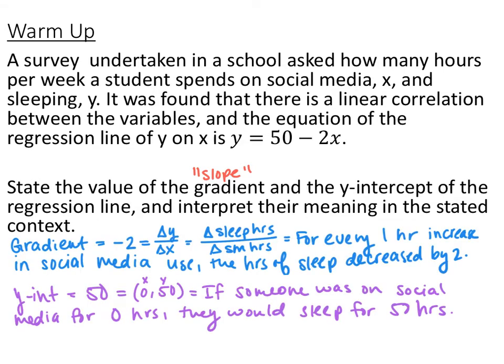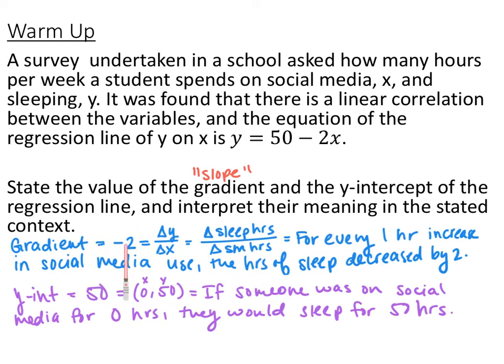So for the first part, gradient. Remember, for a linear equation, this is in slope-intercept form here. So our -2 right here is our gradient or our slope. So our gradient is -2. Gradient or slope is your change in y over change in x. This little triangle here, delta, means change. So in this case, our y was our sleeping hours and our x was our social media hours. So it's the change in sleeping hours over the change in social media hours.